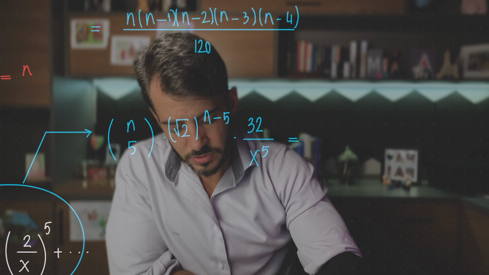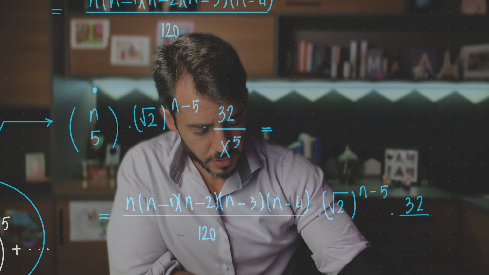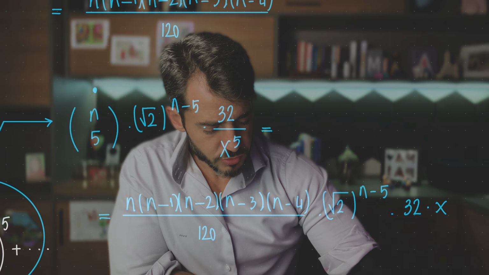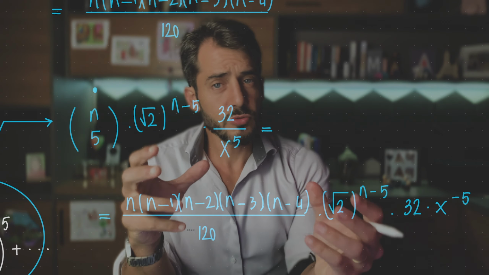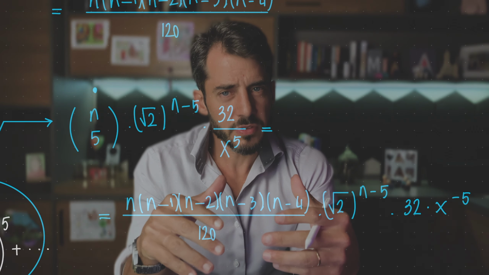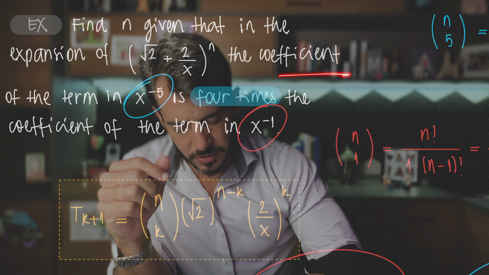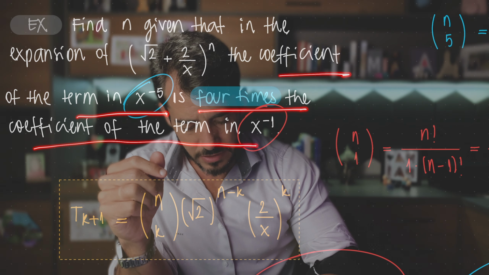Now let's insert all that over here. So there we have it. We're not going to simplify at this point. And by the way, let me write this as 32x to the negative 5. We're not going to simplify this right now because we didn't use one piece of information from the exercise yet. And we're going to simplify as we use that piece of information, which is the coefficient of the term in x to the negative 5 is 4 times the coefficient of the term in x to the negative 1.